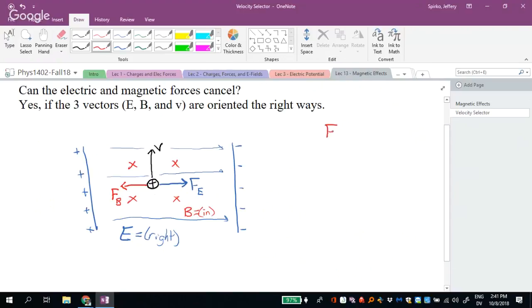And that comes from the electric force equaling the magnetic force. In order to get two forces to cancel, they have to be equal and opposite. So let's make their strengths equal. So this is QE is equal to QVB, and the Q's cancel, and we get E equals VB. So if the relationship between the electric and the magnetic field obeys that equation, then our particles will feel zero force.